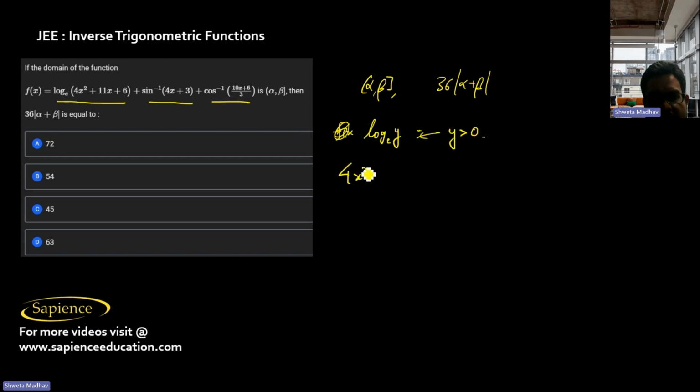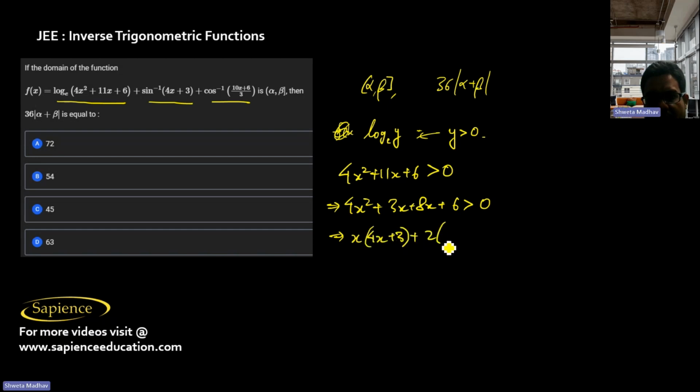So here 4x square plus 11x plus 6, that should be more than 0. So it means that 4 6 are 24, 3 8 are 24. So 4x square plus 3x plus 8x plus 6, that should be more than 0. X into 4x plus 3 plus 2 into 4x plus 3, that should be more than 0. So x plus 2 into 4x plus 3, that should be more than 0.